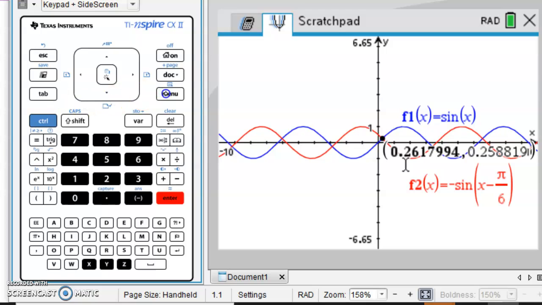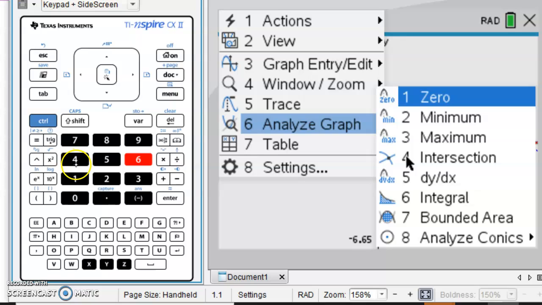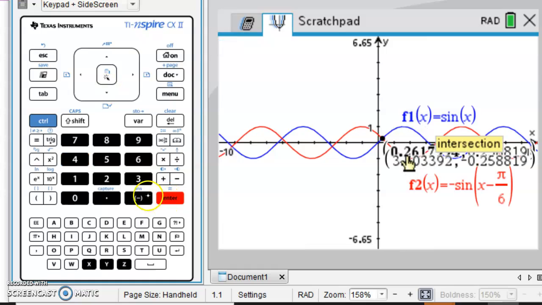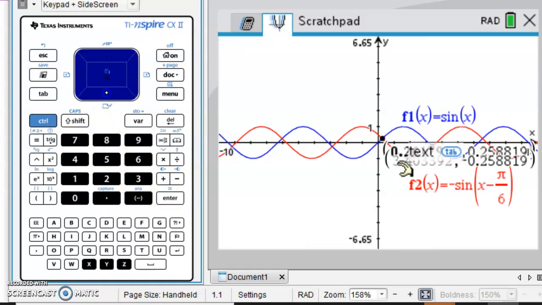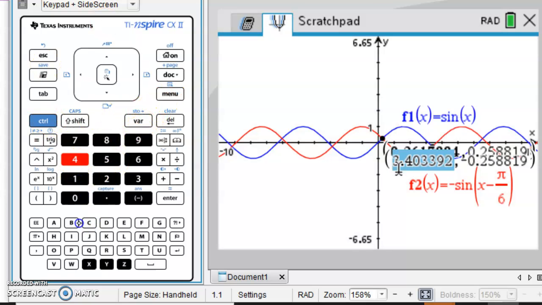So I'm going to do the same thing again to find B. I'm going to analyze the graph. I'm going to find the intersection point. And I know that it's between 3 and 4. So I'll hit 3, enter, 4, enter. That's going to give us the second point of intersection. So I will control menu to right click on that. I'll store that as B.